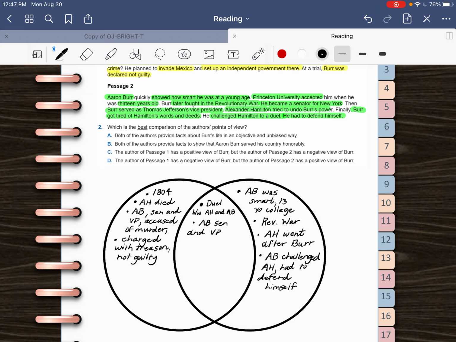The author of Passage 1 has a negative view of Burr, but the author of Passage 2 has a positive view of Burr. That's the one, because Passage 2 talks about him being a smart young man. He was a Revolutionary War veteran. He got tired of Hamilton's pestering him and had to defend himself. So D is the best one. And there's the proof of that. This is Passage 1 and this is Passage 2.